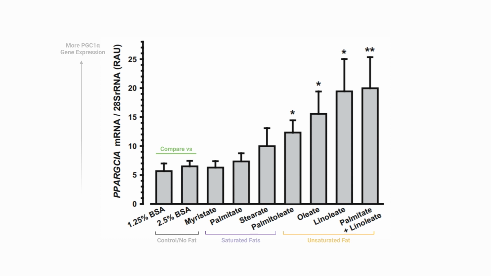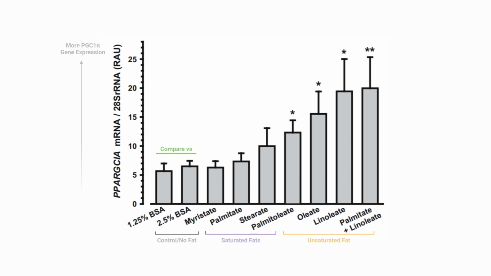Well, what we find, or what they found, is that with all the saturated fats, myristate, palmitate, and stearate, there was no effect. So no increase in PGC1 alpha. However, with all of the unsaturated fats, there was an increase in PGC1 alpha gene expression. Remember, PGC1 alpha is related to fat metabolism as well as greater increases in mitochondria.